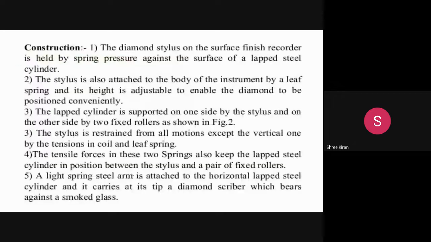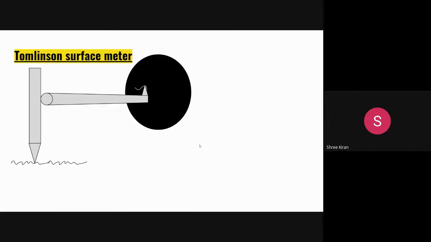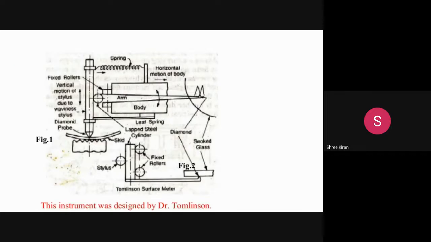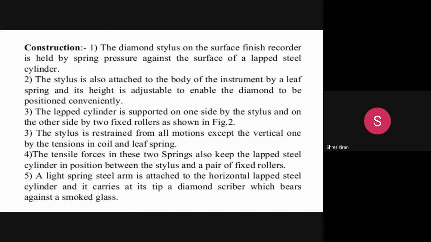Then what happens? The stylus is restrained from all motions except the vertical one by the tensions in the coil and the leaf spring. Only vertical motion is available. The rest of everything is restrained.